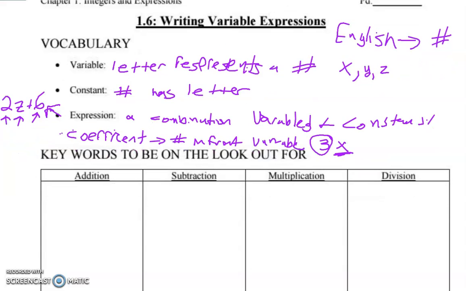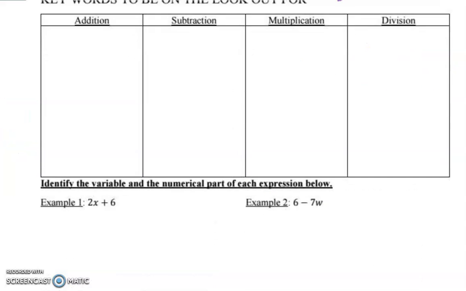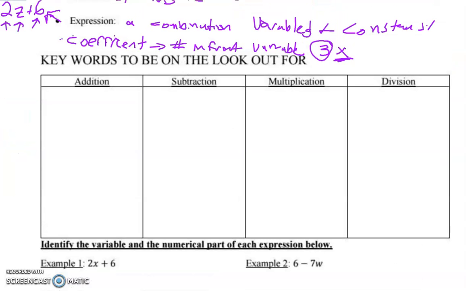So as we go to write, we have to know and understand what words can mean addition, subtraction, multiplication, and division. So some words that can mean addition might be something like more than, or add, or plus, or in addition to, or the sum of these numbers, just to name a few.